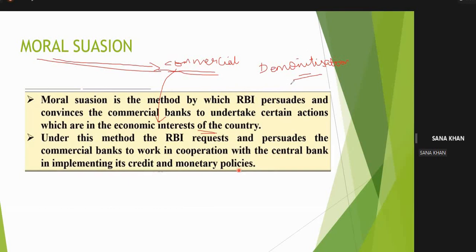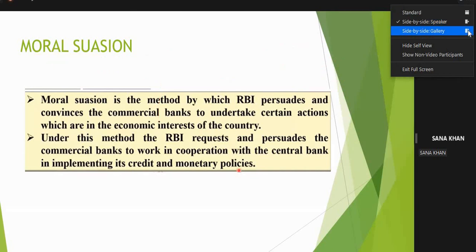So what did you people do, didn't you follow? All the commercial banks followed. They were working more than their working hours to help people convert old currency to new currency. Correct? So that is moral suasion. When some restrictions or orders come from the RBI to the commercial banks for the economic interest of the country, we call that moral suasion.